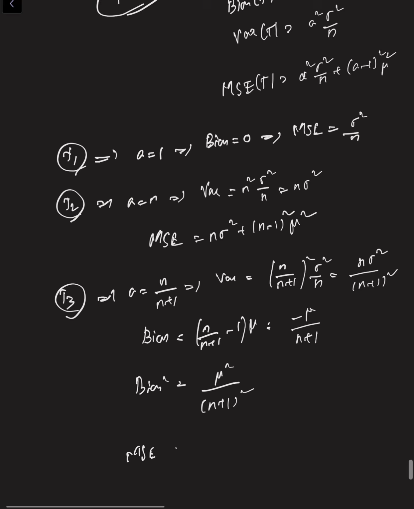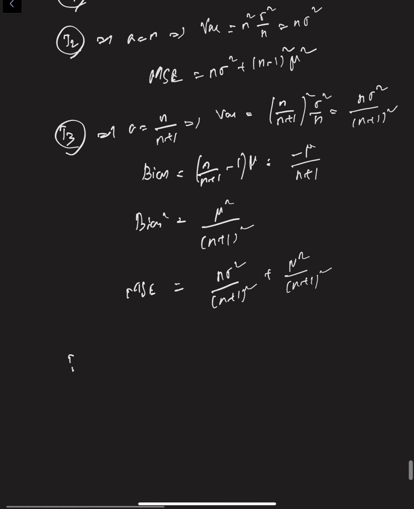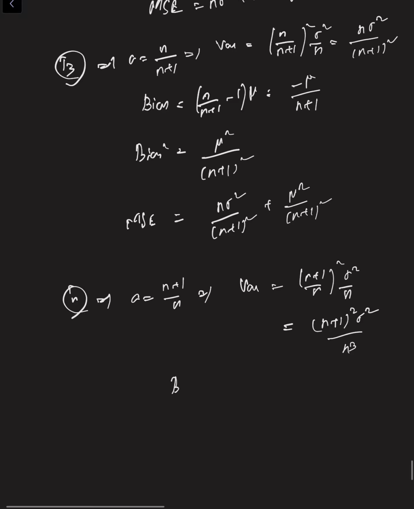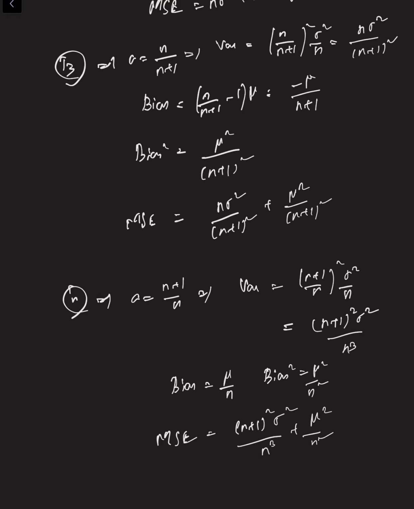So the MSE is nothing but n sigma square by n plus 1 whole square plus mu square by n plus 1 whole square. Similarly for T4, if we consider A is equal to n plus 1 by n, so that means the variance is nothing but n plus 1 by n whole square sigma square by n, which is n plus 1 whole square sigma square by n cube. So the bias is nothing but mu by n, so bias square is mu square by n square. So the MSE is nothing but n plus 1 sigma square by n cube plus mu square by n square.